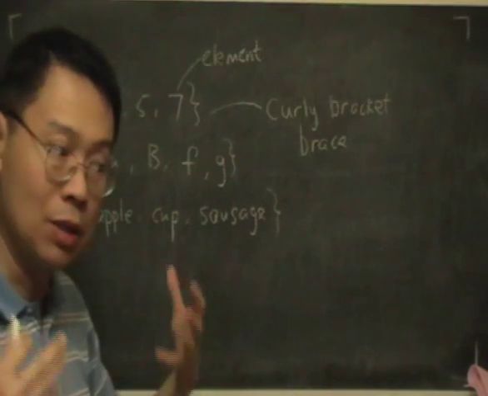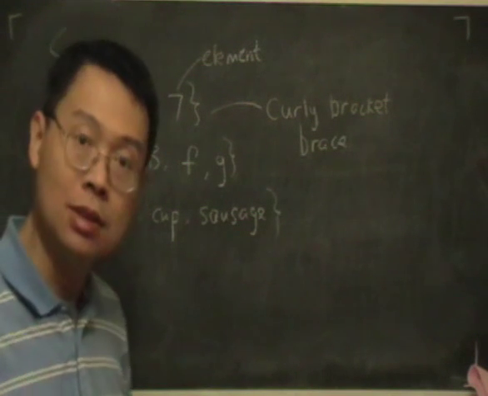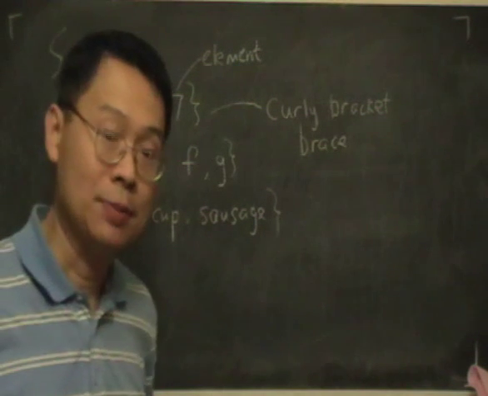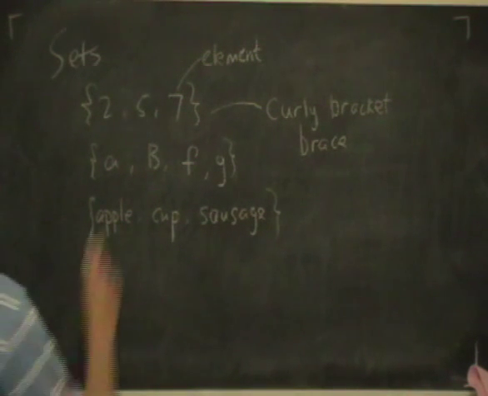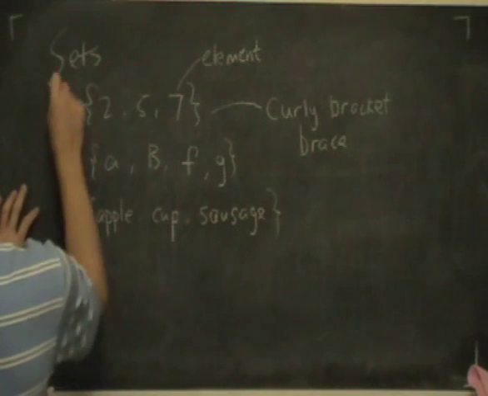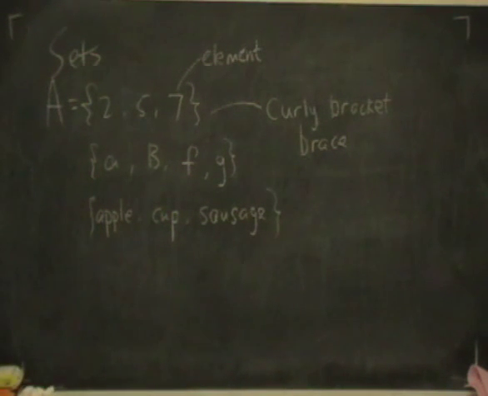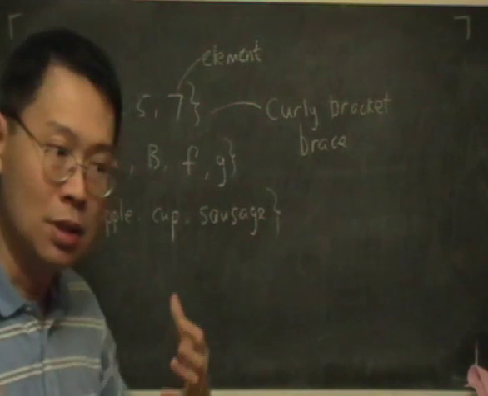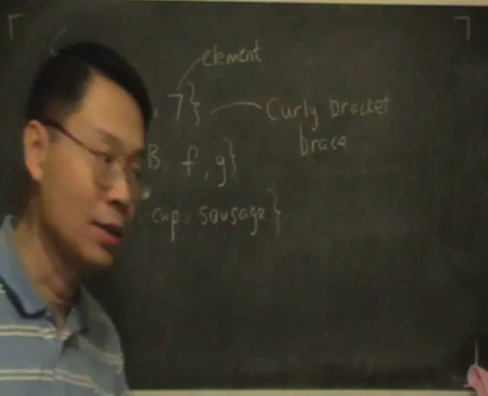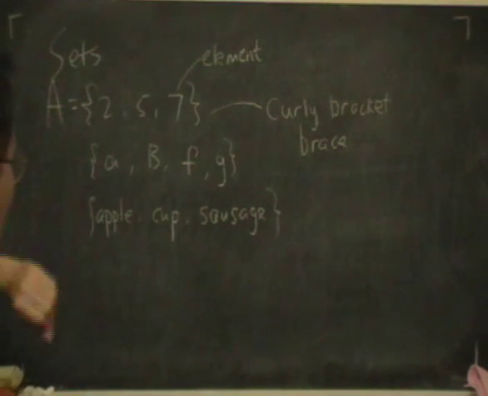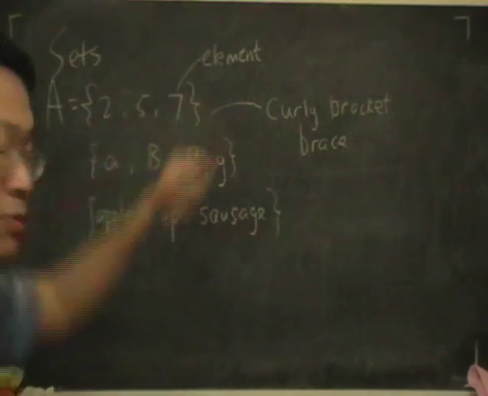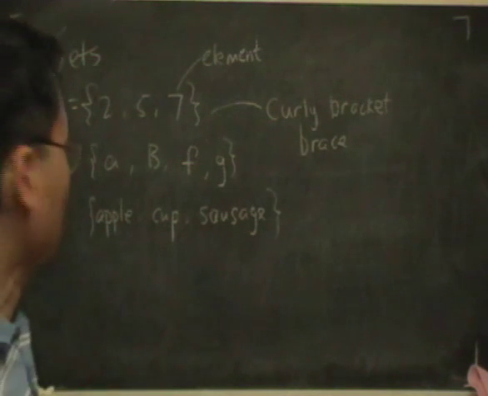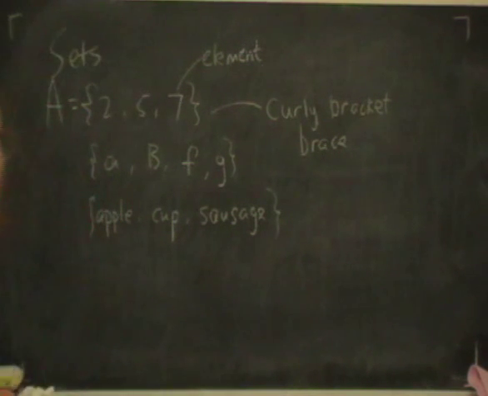In mathematics, we tend to make it simple by giving it a capital letter. Right, so for example, I might call this the first set A. So the name of the first set is A. So next time I mention the set A, you know that I'm talking about the set containing 2, 5 and 7. So that makes it a lot easier. I don't have to go around saying the set of 2, 5, 7 all the time.